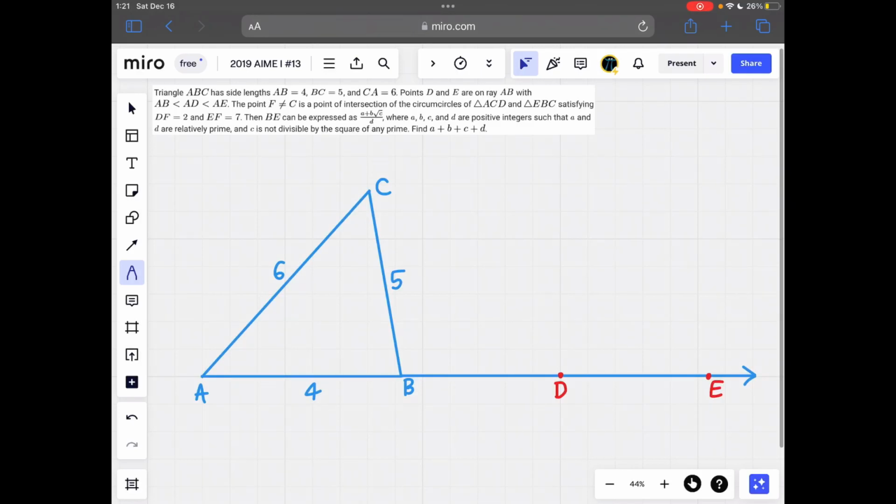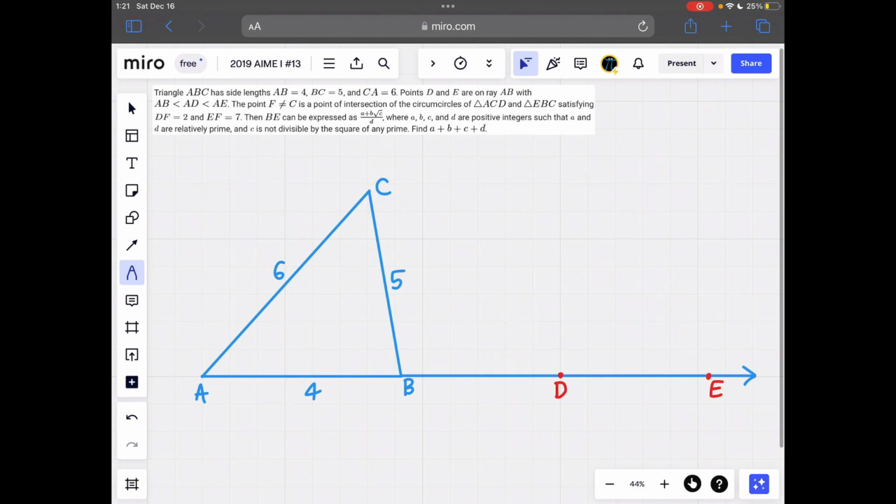Triangle ABC has side lengths AB equals 4, BC equals 5, and CA equals 6. Points D and E lie on ray AB, with AB less than AD less than AE. Point F, not equal to C, is a point of intersection of the circumcircles of triangles ACD and EBC, satisfying DF equals 2 and EF equals 7.